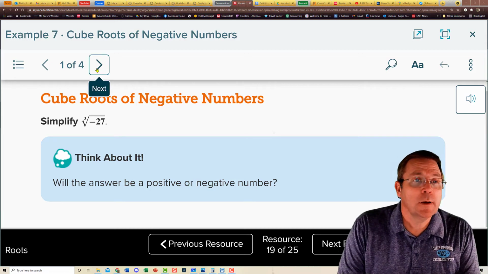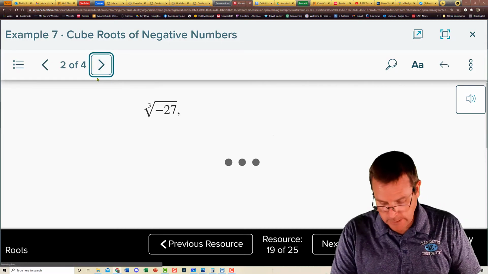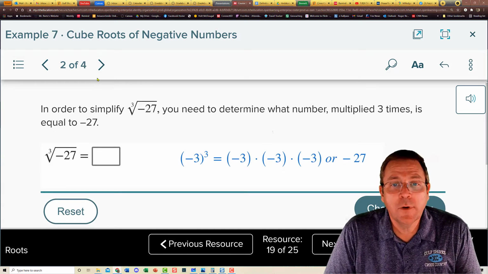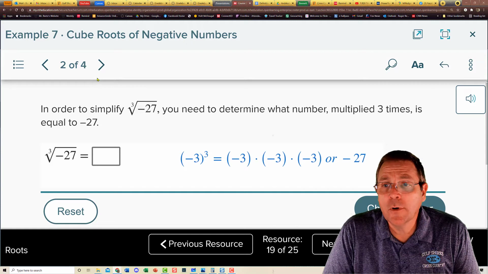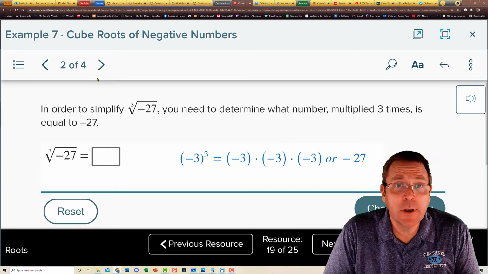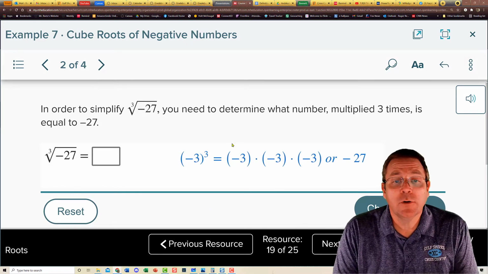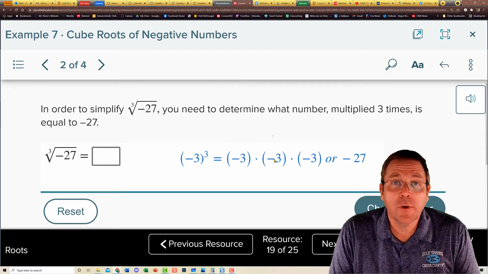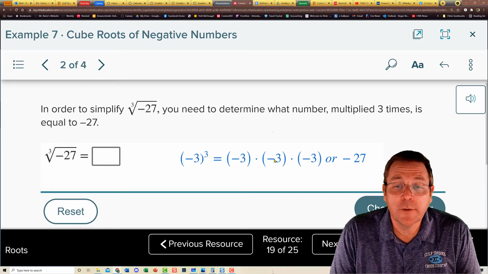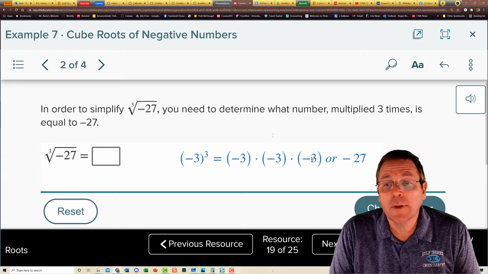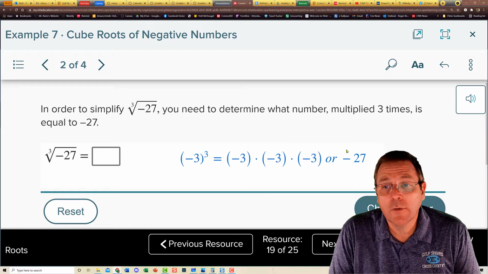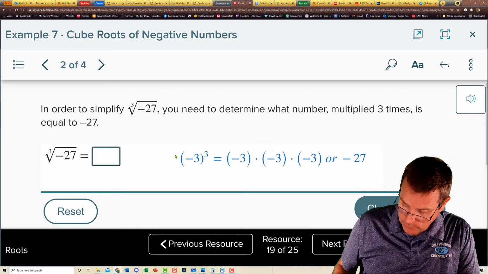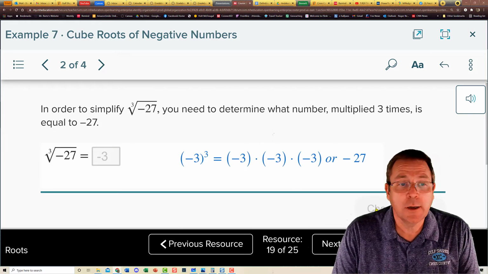So from there we're going to move forward to the next slide. In order to simplify the cubed root of negative 27, you need to determine what number is multiplied 3 times to equal negative 27, and they've even given it to us here. That's going to be negative 3 cubed, because negative 3 times negative 3 is positive 9, and positive 9 times negative 3 is negative 27. Just like a lot of the problems we work, it's going to work the same way. So your answer, negative 3. Check it. Easy math.